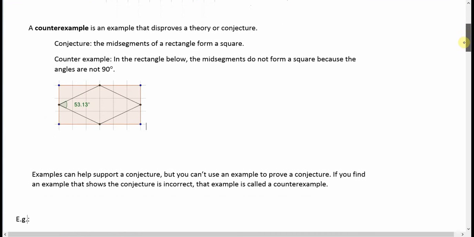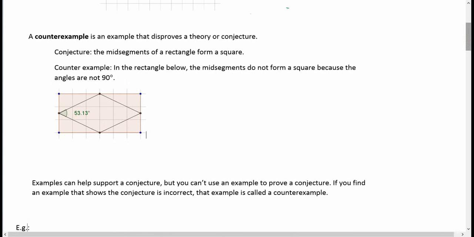Okay, let's talk about some of these words. Counterexample. So a counterexample is an example that disproves a theory or conjecture. So basically, you're giving an example that shows that someone's wrong or that an idea is wrong. Okay? So conjecture. Someone can make up this theory, this idea.